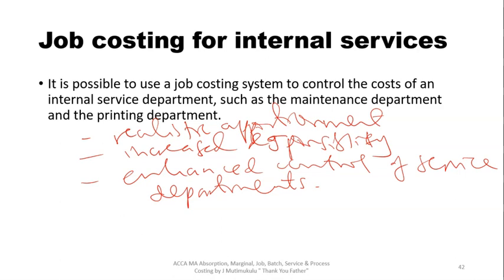Then there is also an issue of proper planning. If we are doing job costing within our internal department, following the principles of job costing, there is improved planning. Costs are not just going to be incurred anyhow by these service departments. I think we just have to do one example before we move on to batch costing.